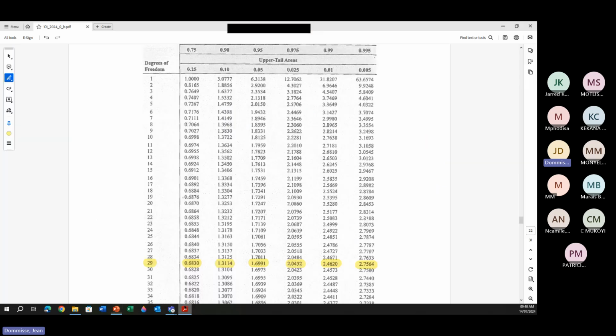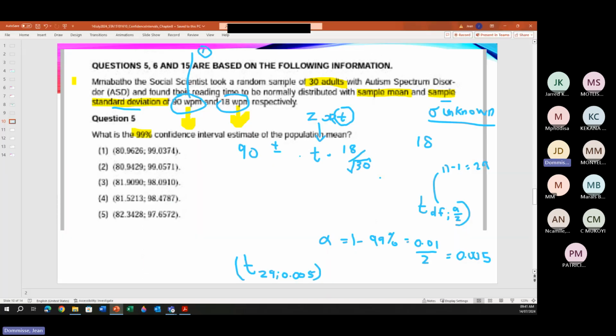So T29, 0,005. We will be sitting with 2,7564. 2,7564 will be the T that we will be using.